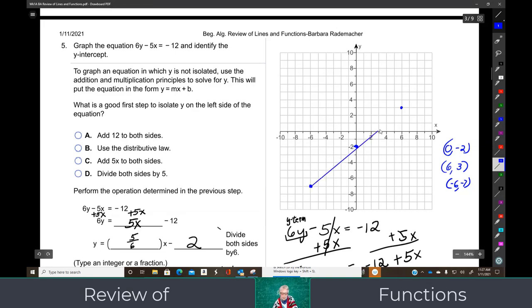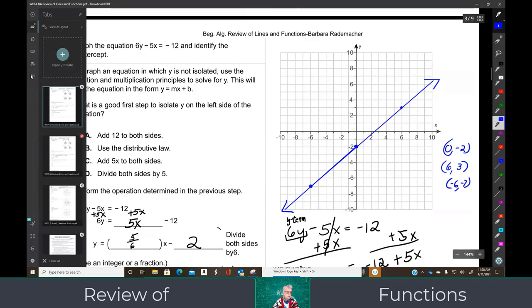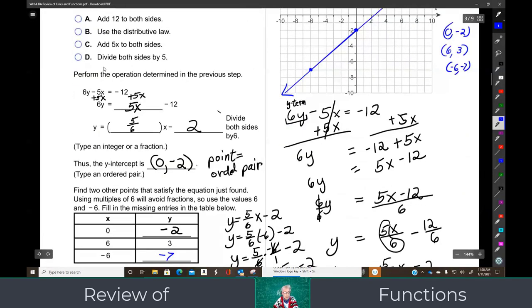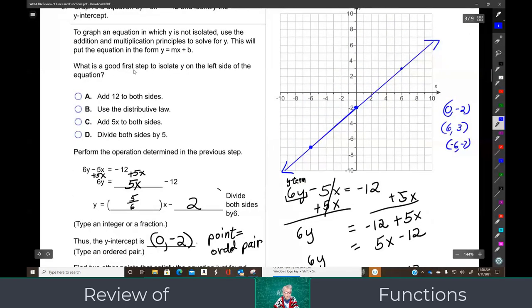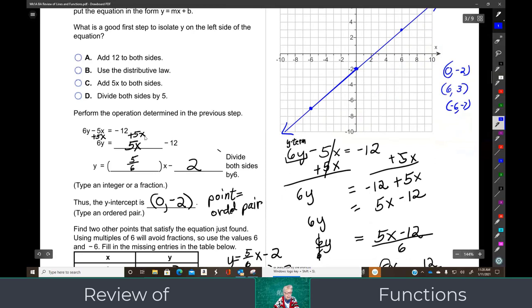Okay. Best I can do. Let me save that. Okay, what did I miss, if anything? What is a good first step to isolate y on the left side of the equation? And so what I did was I added 5x to both sides. So that would be what I would click on my math lab.